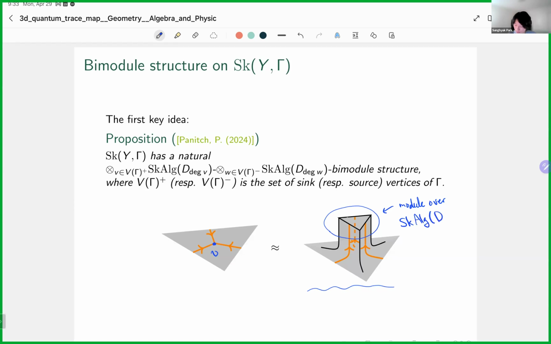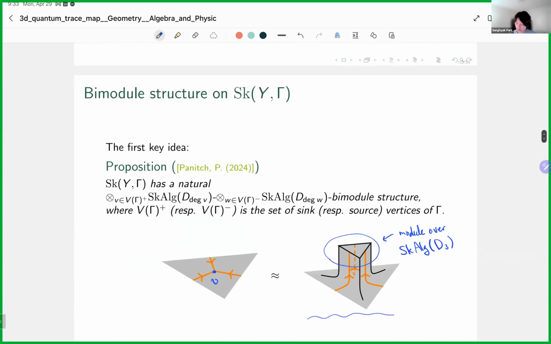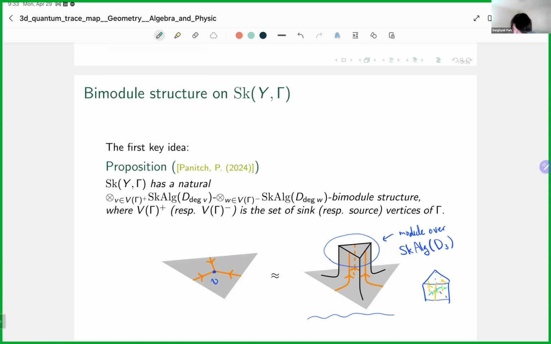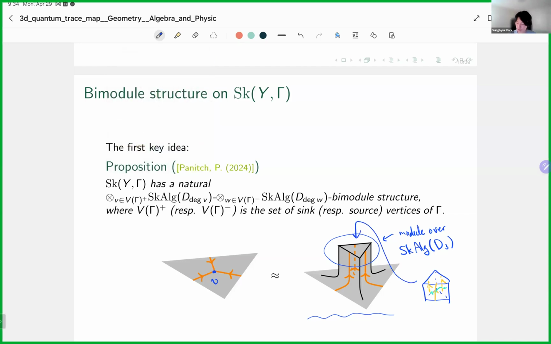In this example of a triangle, D3, the stated skein algebra of a triangle consists of stated skeins in this triangular prism with this particular boundary marking, and so whenever we have a stated skein, something like this, we can stack this on top of this picture. That gives a module structure, basically inserting the corresponding tangle.